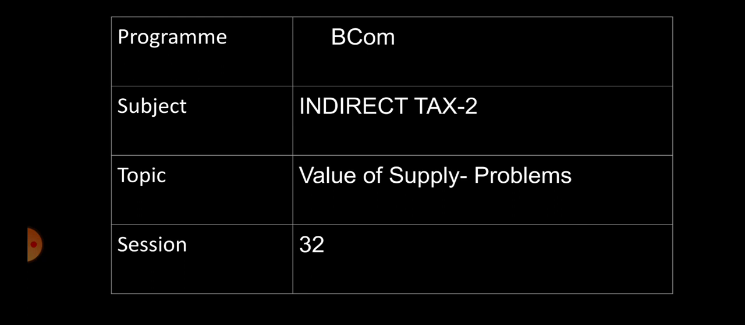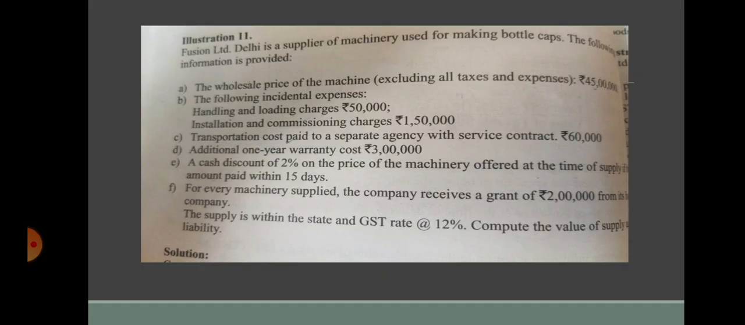As we are running in pandemic situations, I was taking online classes for my students, and I could not finish up the problem. I ask all the students to go through this video to complete that problem also. So we'll move to the problem now, on the chapter Value of Supply, subject Indirect Tax 2. This is a problem from one textbook that is here. I don't know whether it is visible or not.